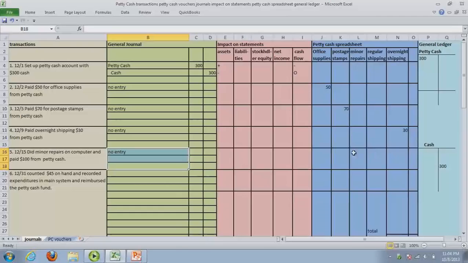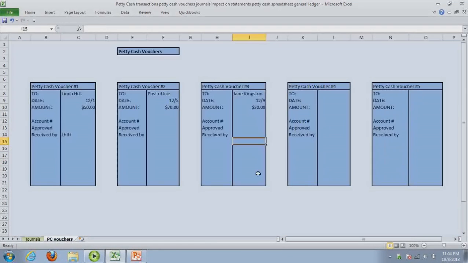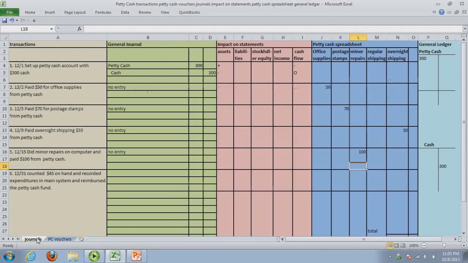We do have a minor repairs category. So I'll put the $100 there, and the petty cash vouchers we'd fill out. So the amount was 100. Let's say Jim Jones is the recipient of the money. He's the repair person, and the date for the repair is December 15th. Okay, so again, that's filled in, and the spreadsheet for the petty cashier is filled in.